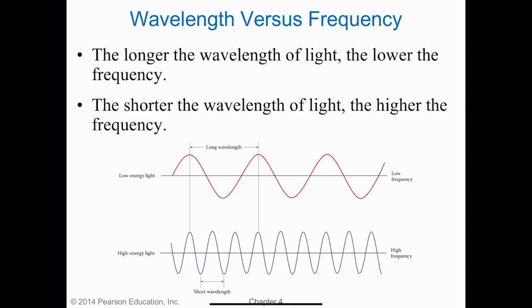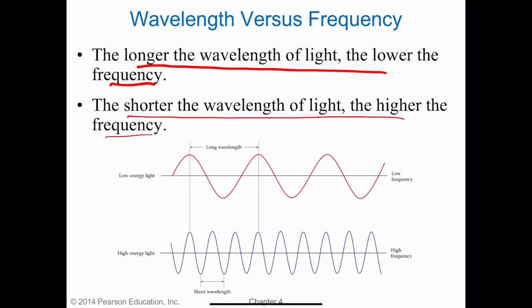Just to relate this in the context of atoms, longer wavelengths will have lower frequencies. I just alluded to the fact that we can relate these two, wavelength and frequency. I'll give you the equation in just a minute. But longer wavelengths will have lower frequencies, and shorter wavelengths will have higher frequencies. So the equation that relates the two looks like this.